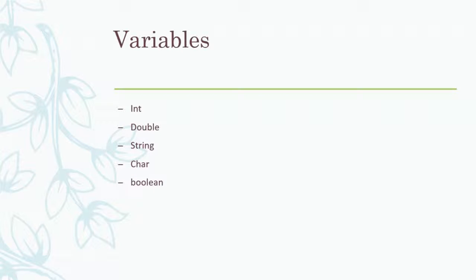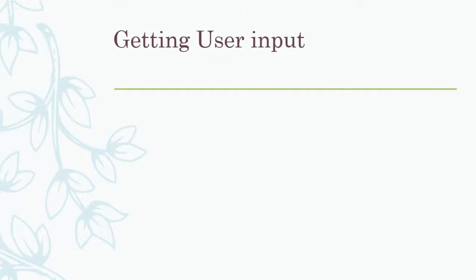Okay, in the third section, variables. In Java, different types of variables are used. First one, int, used as an integer variable, and double is for floating point or real numbers, and string is just text, a number of characters, and char is used to store a single character, and boolean is used for true or false values.